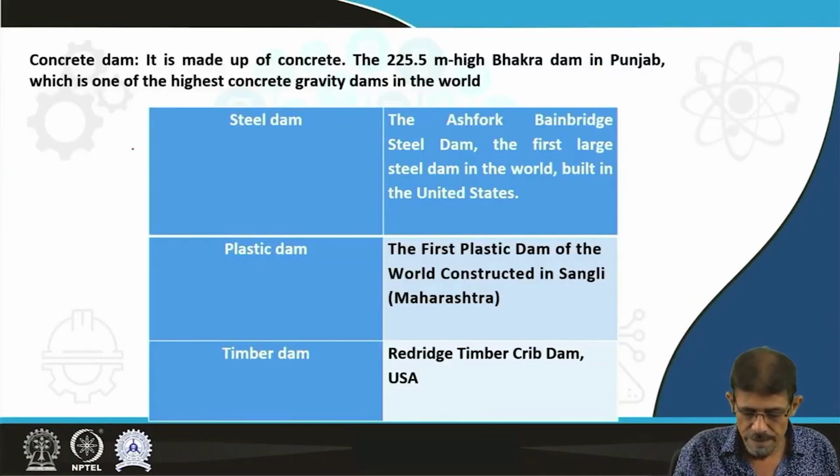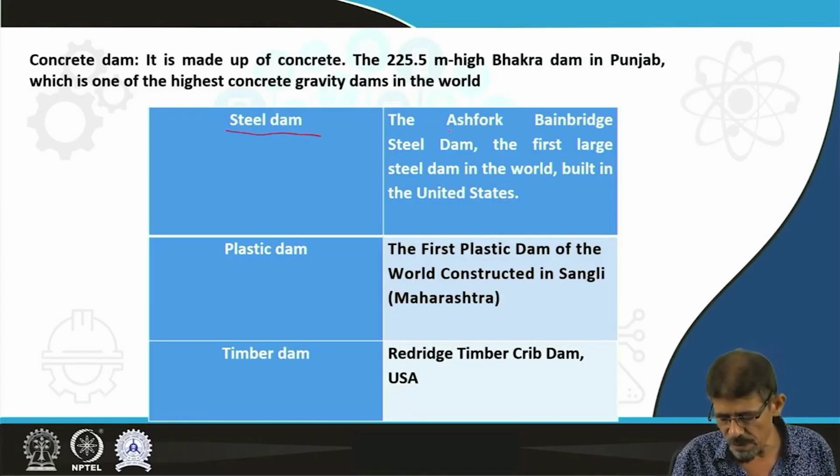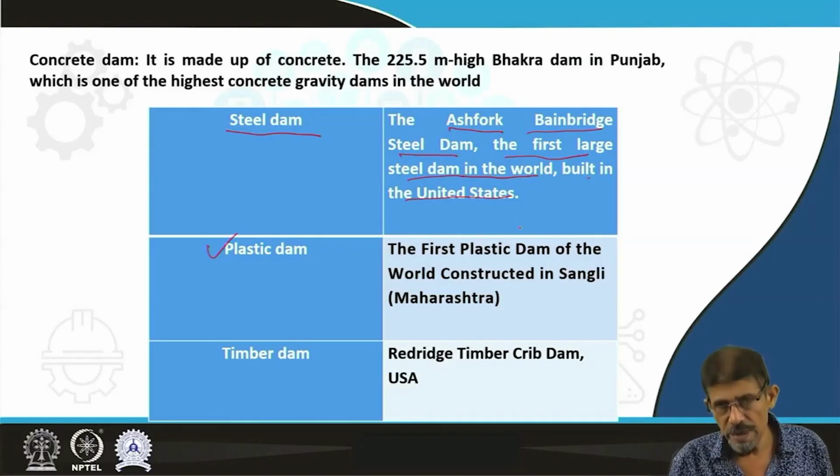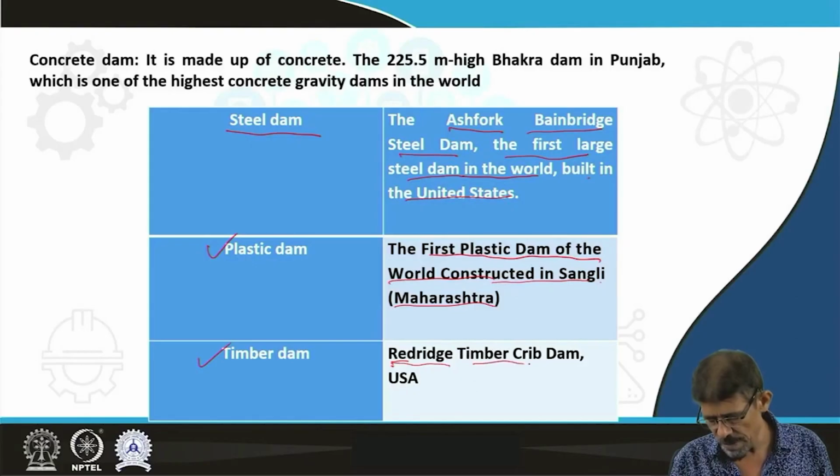The concrete dam we have already discussed. Besides this we have the steel dam, and one example is the Ashfork-Bainbridge steel dam. This is the first large steel dam in the world, built in the United States. Another is the plastic dam. India had tested this plastic dam, the first plastic dam of the world, constructed in Shingli, Maharashtra in India. And the timber dam, we have some example, Red Ridge Timber Creek Dam in USA.